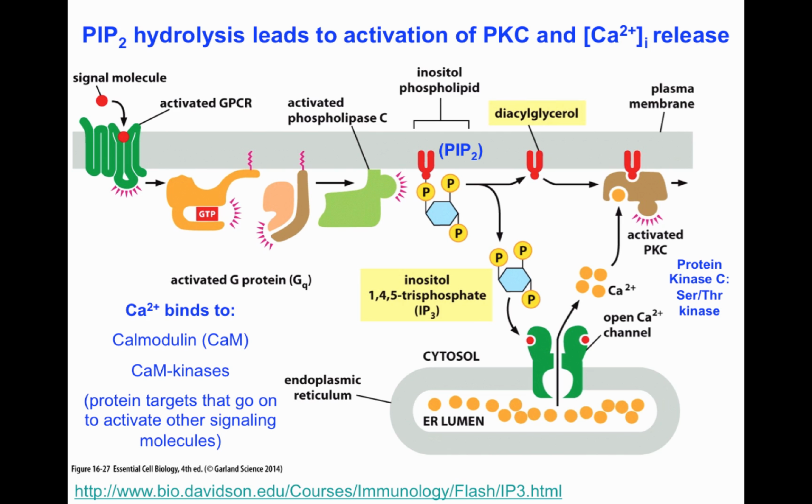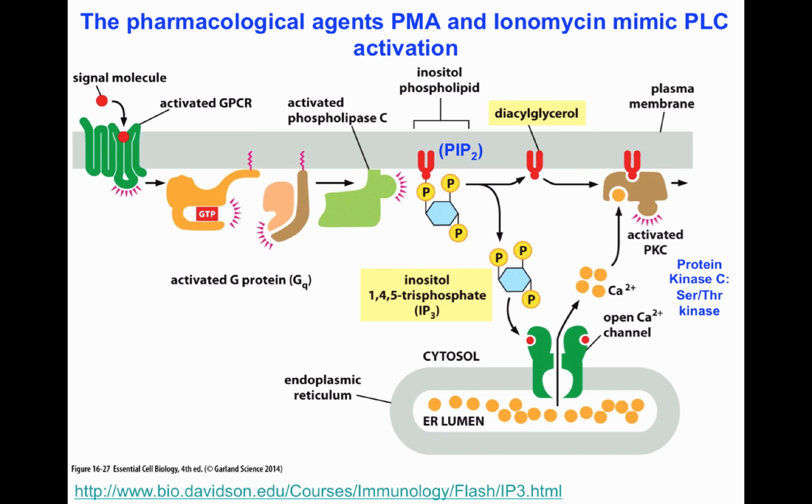So what are the molecules, before we go there, that can be affected by calcium? We're going to look at one of the main molecules, which is calmodulin. Calmodulin is a protein that, when it binds to calcium, can activate the calmodulin kinases. So the protein targets are going to come out later, when the calmodulin kinases are able to phosphorylate their targets.